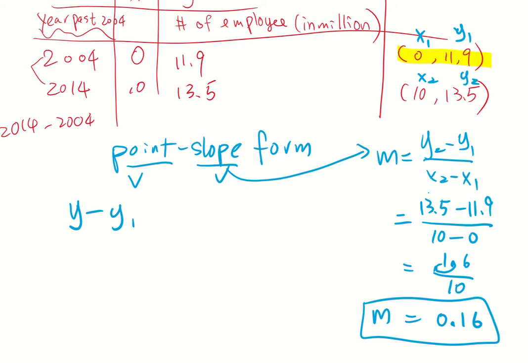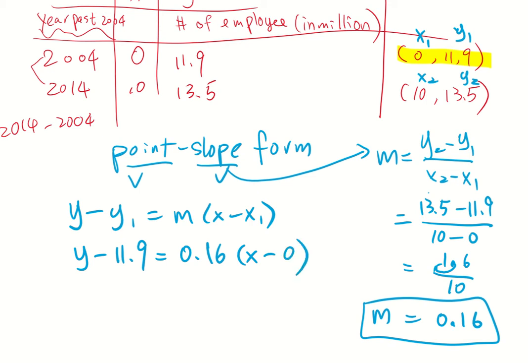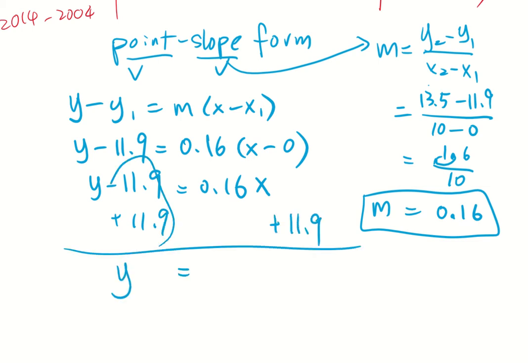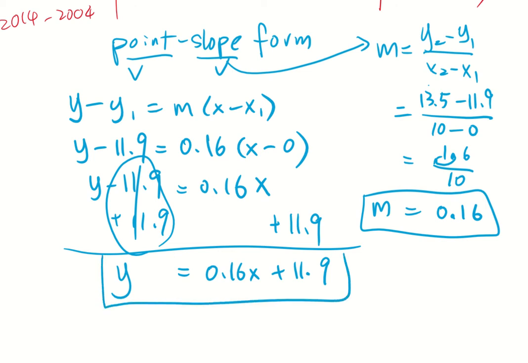Just a quick review, this is the point slope form. Okay, so plug in the y value of the point, 11.9, the slope 0.16, x minus 0. Okay, now simplify this. y minus 11.9 equals 0.16, x minus 0 is just x. Okay, so move the 11.9 to the other side. y equals 0.16x plus 11.9. The reason we can't combine them is because they're not like terms. Okay, so this is the equation of the line we're looking for in part A.